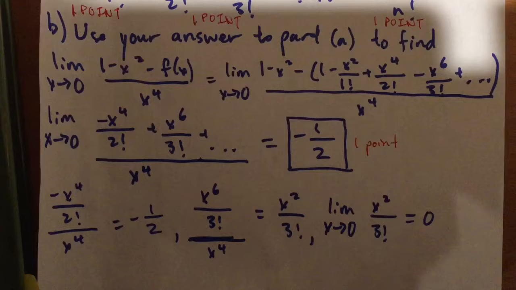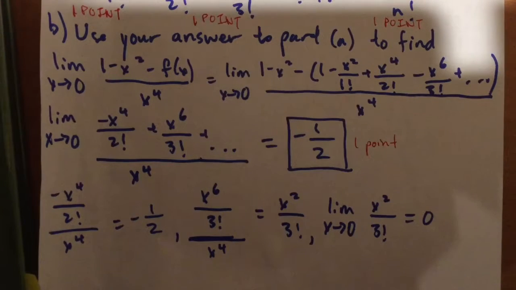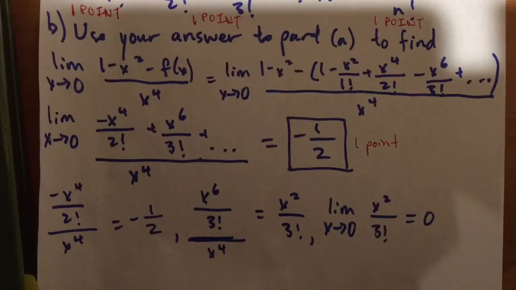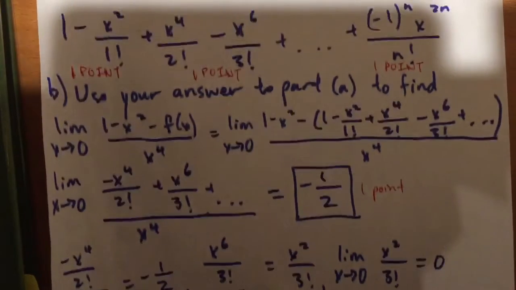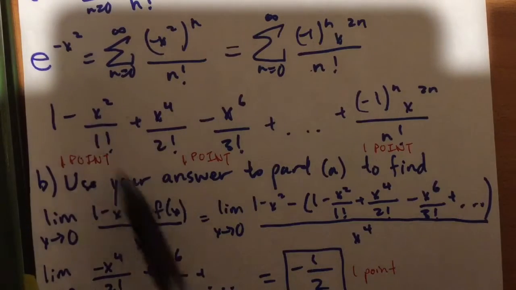Part B. Use your answer to part A to find the limit as x approaches 0 of 1 minus x squared minus f of x over x to the 4th. The first thing we do is we notice that our Maclaurin series for f of x has the terms 1 minus x squared very conveniently.